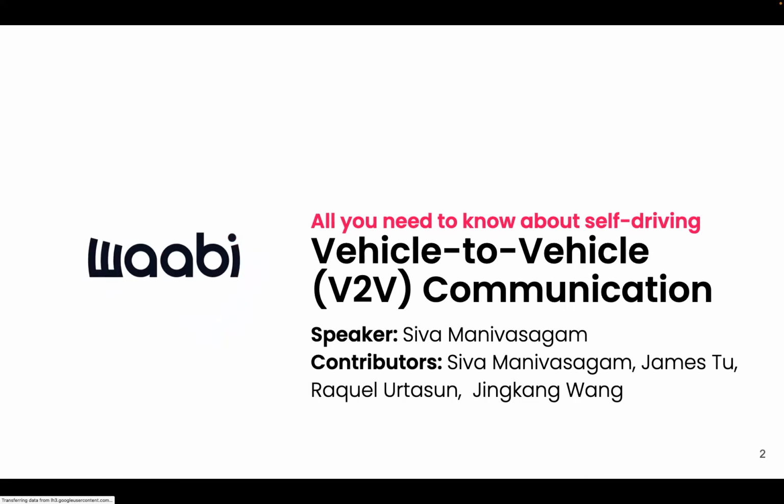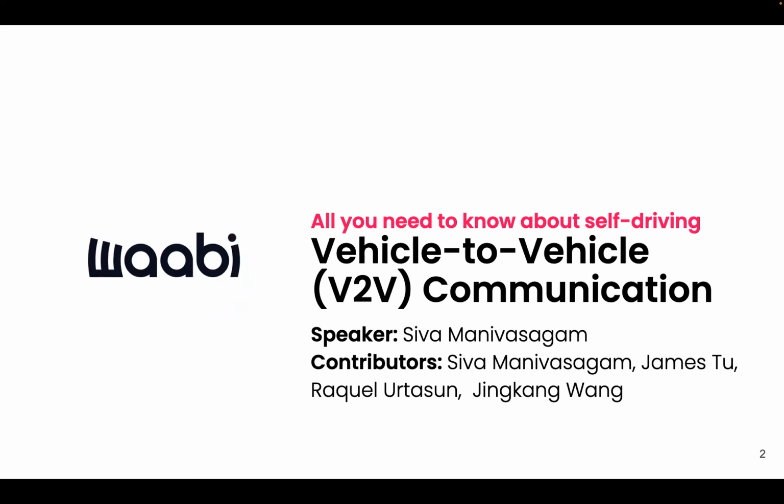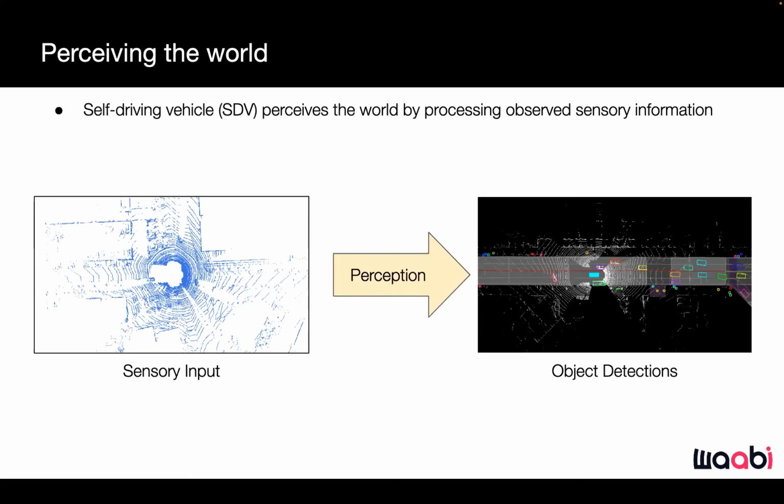I'll be talking about the next section of this tutorial, which is vehicle-to-vehicle communication. In the previous section of the tutorial, we covered several of the components of an autonomy system. And one of those components was perception, in the modular-based autonomy system.